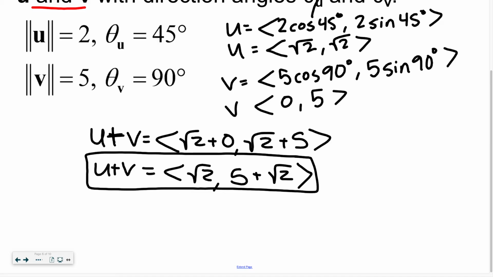You certainly could have done 2 cosine 45 plus 5 cosine 90, and then 2 sine 45 plus 5 sine 90, and then all your trig work individually. Questions, concerns?